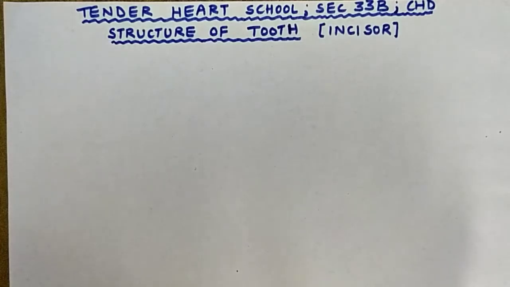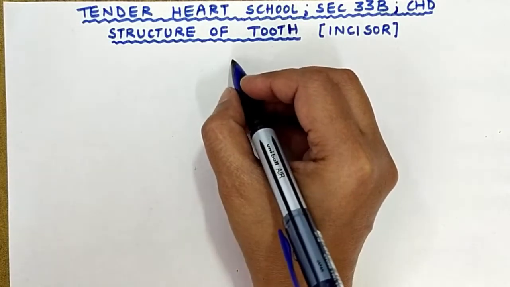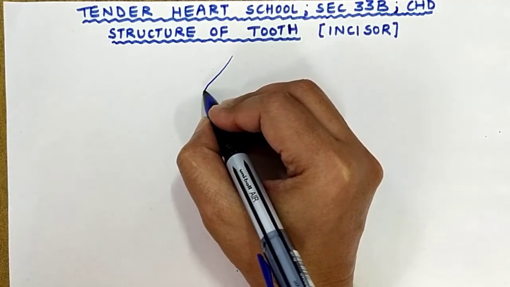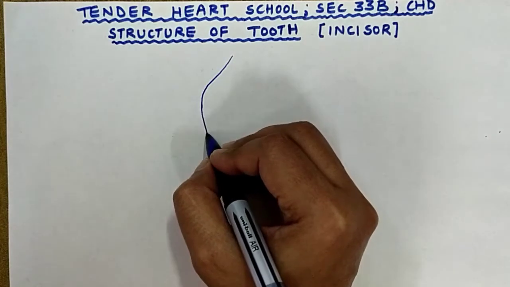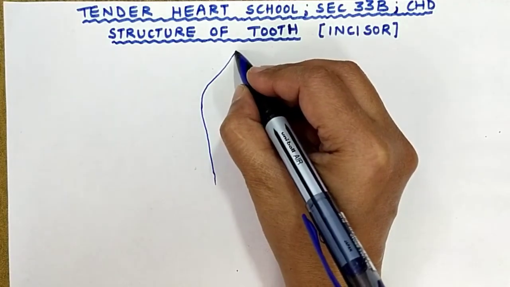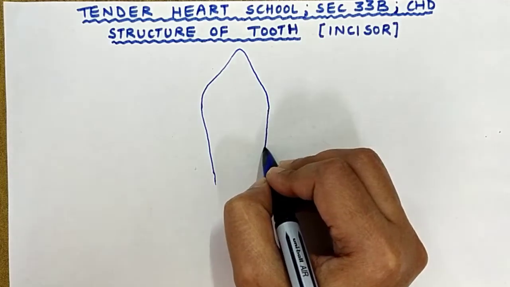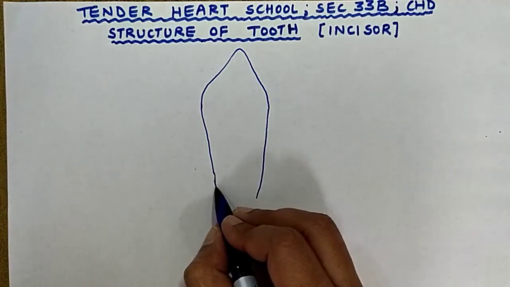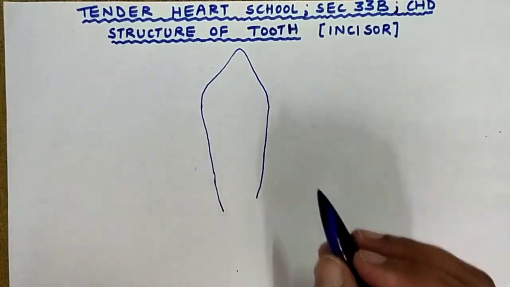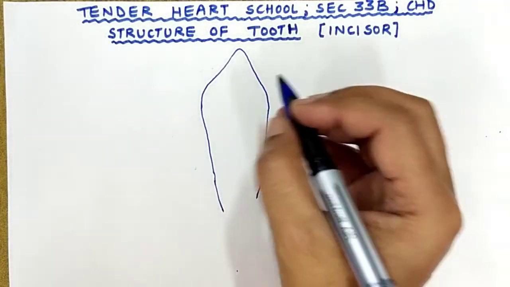Good morning, students. Today we will learn to draw the structure of mammalian tooth. Internal structure of mammalian tooth. We will draw an incisor today. So let us start. Like this.